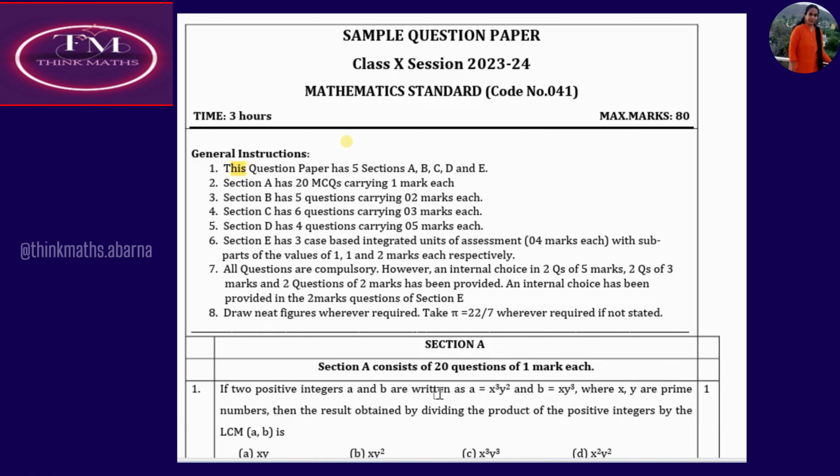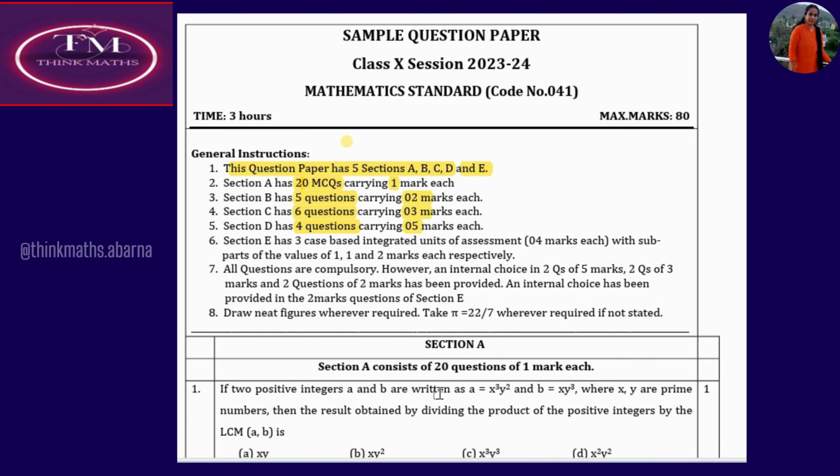In the first point, this question paper has 5 sections: A, B, C, D and E. In section A, you have 20 MCQs, and each MCQ carries 1 mark. In section B, you have 5 questions carrying 2 marks. In section C, you have 6 questions, and each question will carry 3 marks. In section D, you have 4 questions, and each question will carry 5 marks.